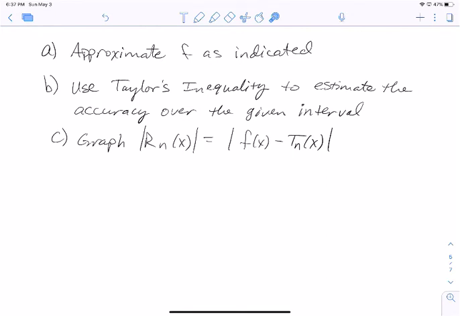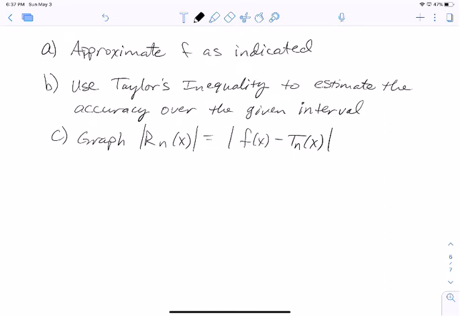Here we have the same instructions that we had in the previous example, but the function is going to be different. Our instructions are to approximate f as indicated, use Taylor's inequality to estimate the accuracy, and graph R sub n, the remainder function. In this case, our function is f of x is equal to the natural log of the quantity of 1 plus 2x.